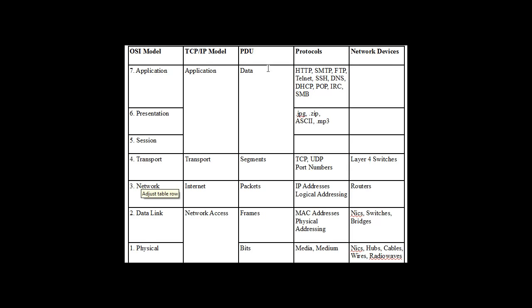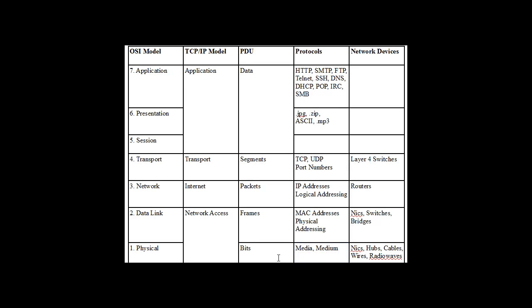We talked about the protocol data units that are at each layer. We talked about some of the protocols that function at each layer, and there are many more protocols than just listed here. These are just some of the basics. And they're not all protocols. Like when I put media and medium here, that's not a protocol, right? I just stuck it in there because it's nice to know that at layer 1, if they say media or medium, they're talking about the wire, radio waves, cables, hubs, but this is not a protocol per se.